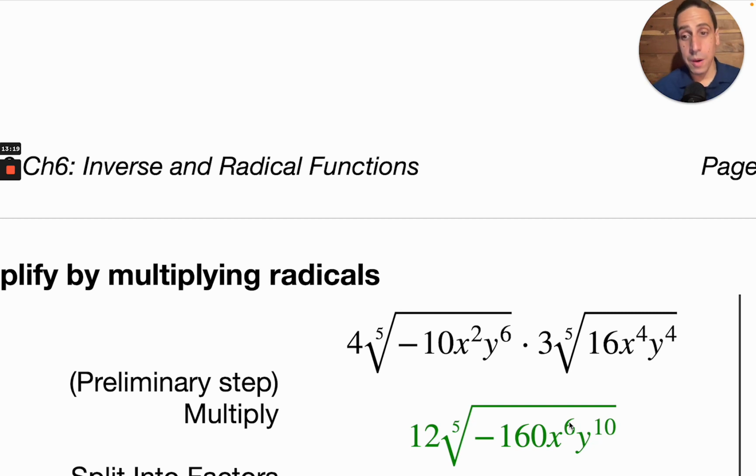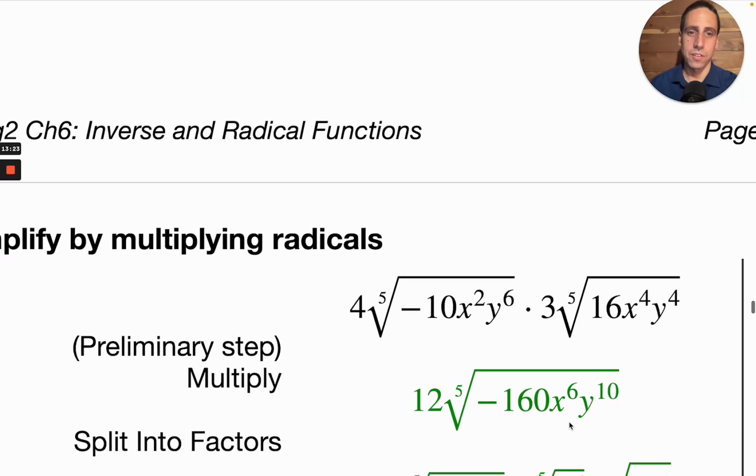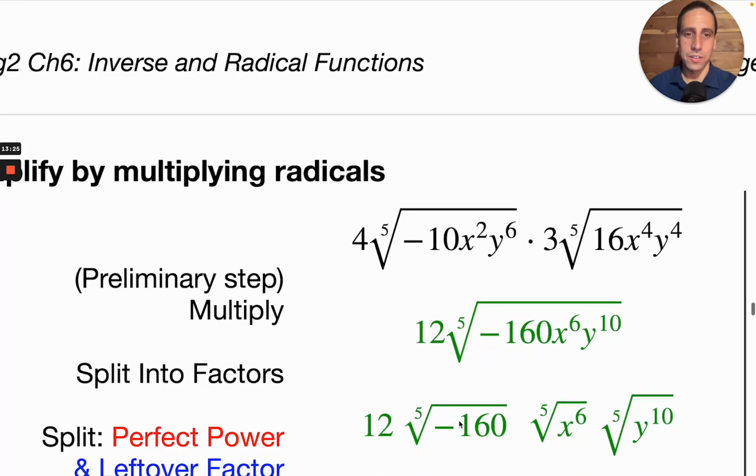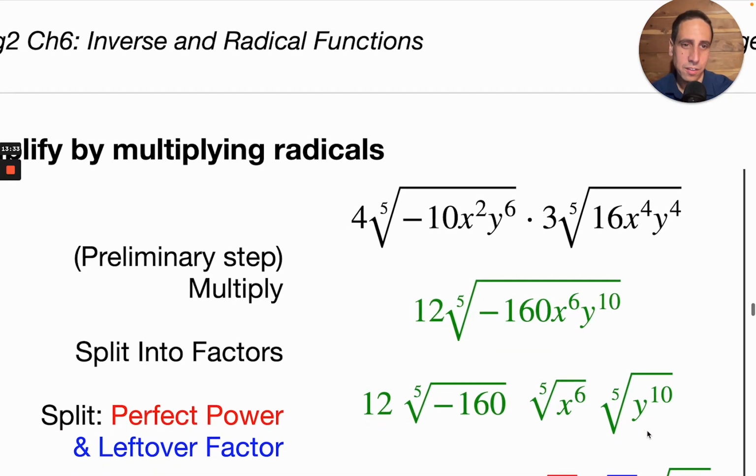All right, so now we're just going to keep on doing what we did before on the previous page. We're going to split up into factors. The negative 160 gets its own fifth root, the x to the 6th gets its own fifth root, and the y to the 10th gets its own fifth root. And then we're going to start thinking about it. So check this out. I can see right off the bat that the y's is going to be pretty straightforward to simplify because 10 over 5 is 2. What times itself 5 times is y to the 10th? Y squared. 10 divided by 5 is 2.